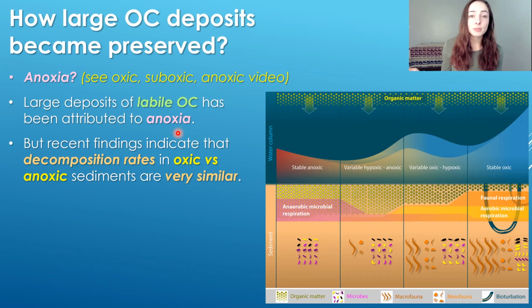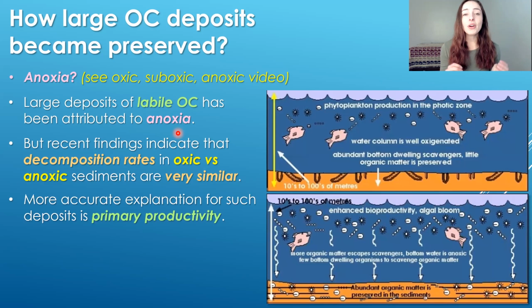So if we can't explain those by saying, oh, it was under anoxic conditions, then how can we explain those deposits? A more accurate explanation for such deposits is primary productivity. Over here to the right, we see two figures. The top figure shows a normal primary productivity rate, and down at the bottom figure, we see an enhanced productivity rate, an enhanced rate of organic carbon production.